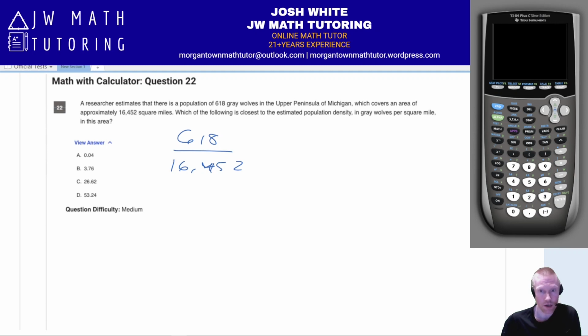So if you do this just on a calculator, it comes out to 0.0376, if you round it off. And which of these answers is that closest to? Well, it's just 0.04. So the correct answer is letter A.